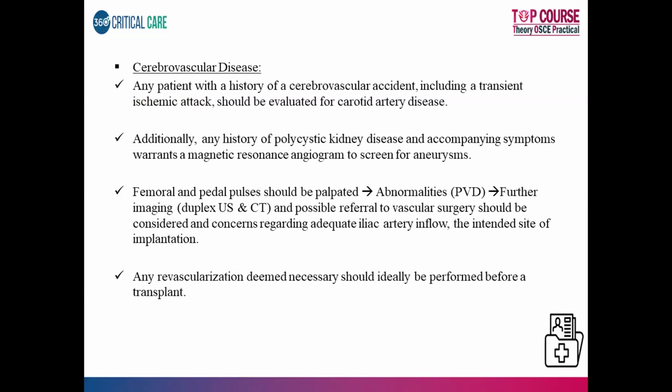Suppose the patient has a cerebrovascular disease. Any patient with a history of CVA, including transient ischemic attack, should be evaluated for carotid artery disease, because thrombosis in the major arteries can even cause thrombosis in the renal arteries. So you need to evaluate the cerebrovascular state of this patient. Additionally, if the patient has polycystic kidney disease and accompanying symptoms, it warrants an MRI to rule out any aneurysms in the brain.